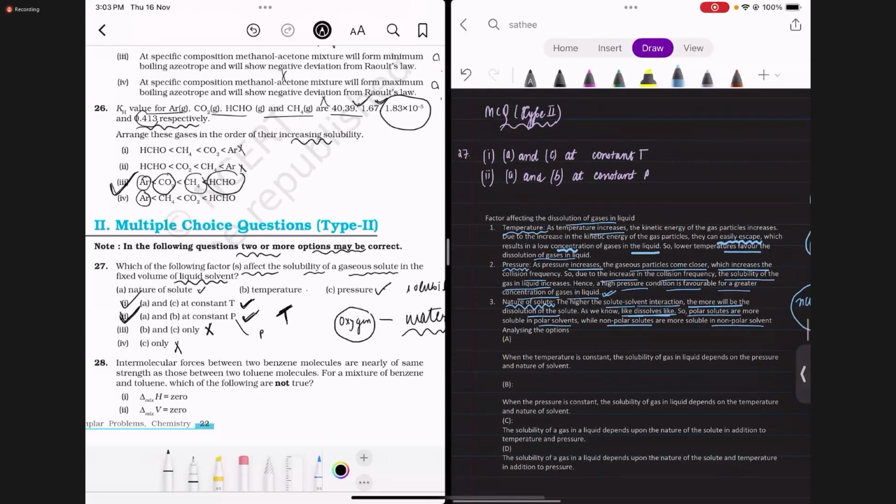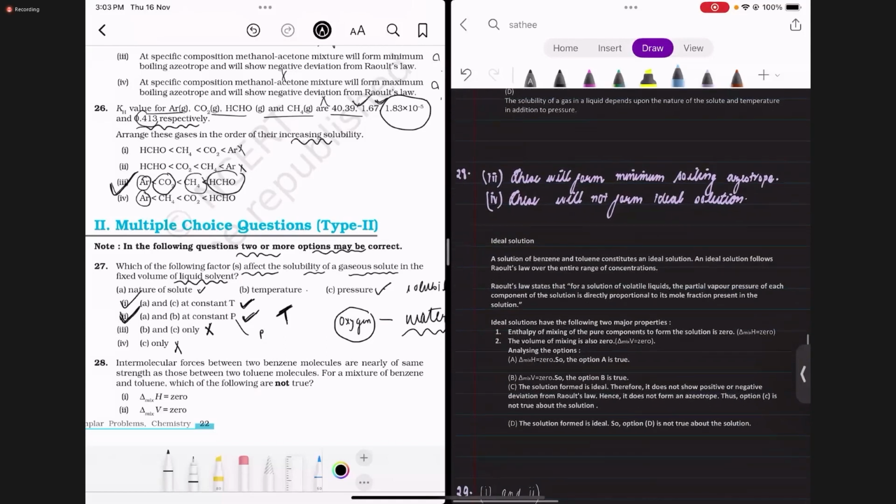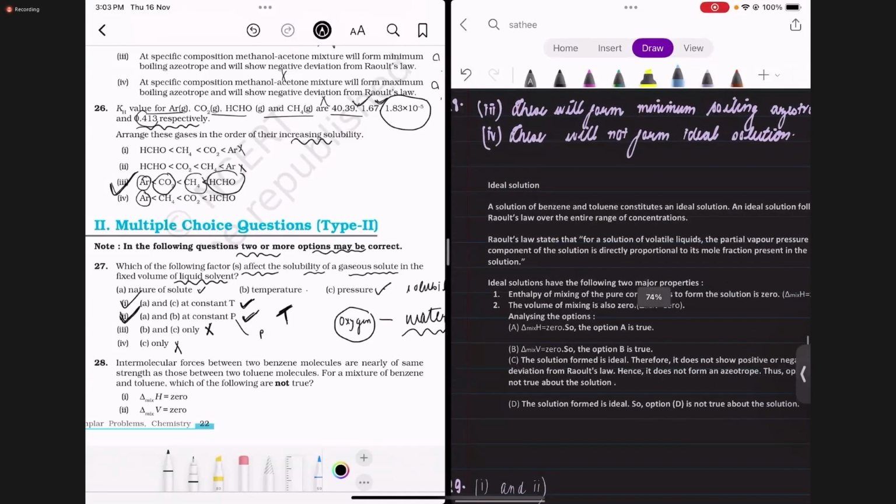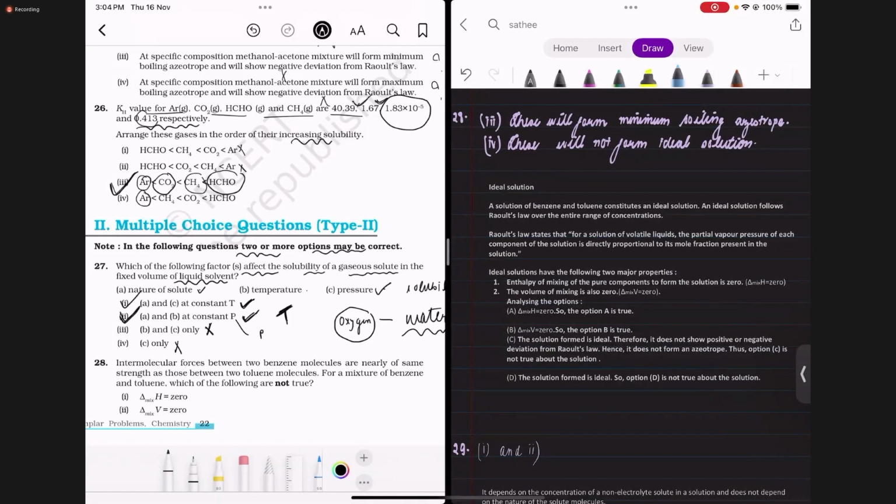तो अब हम आते हैं क्वेश्चन नंबर 28 पे. तो क्वेश्चन नंबर 28 says that intermolecular forces between two benzene molecules are nearly of the same strength as between two toluene molecules. For a mixture of benzene and toluene, which of the following are not true? यानी कि which of the following are false for a mixture of benzene and toluene?